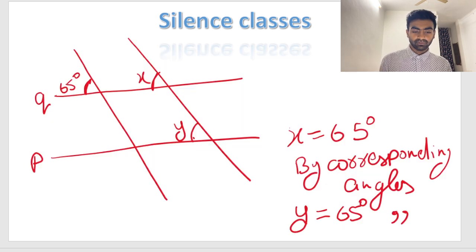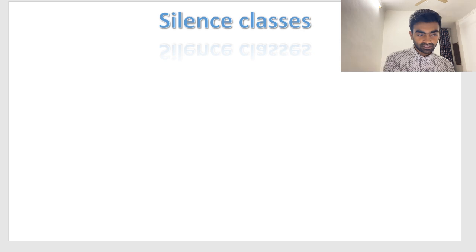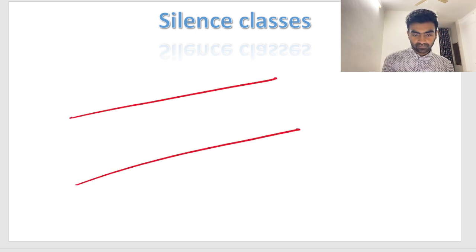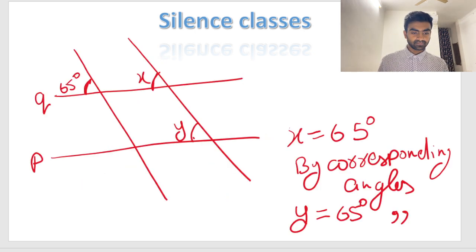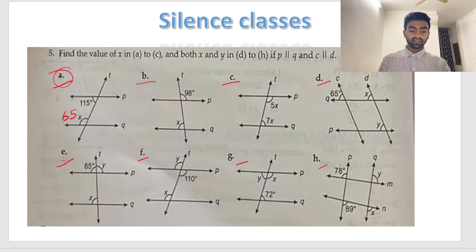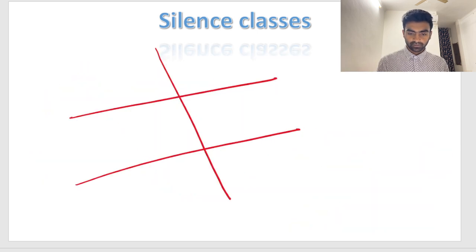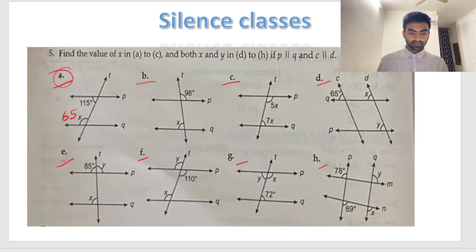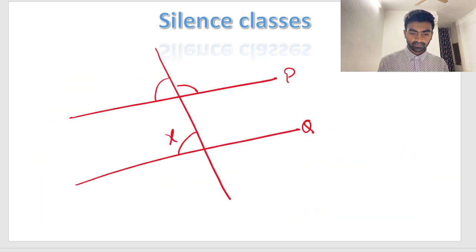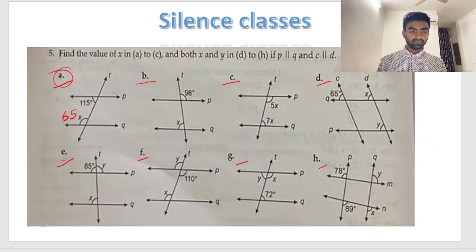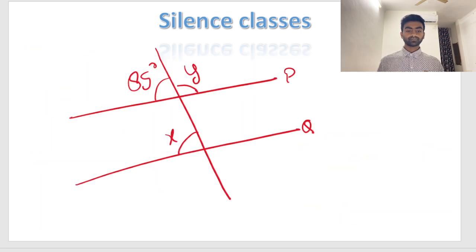Now we will do the next question. The question is like this. This one is P, this one is Q, and this one is X. This one is Y, and this one is 85 degrees. And this one is T.